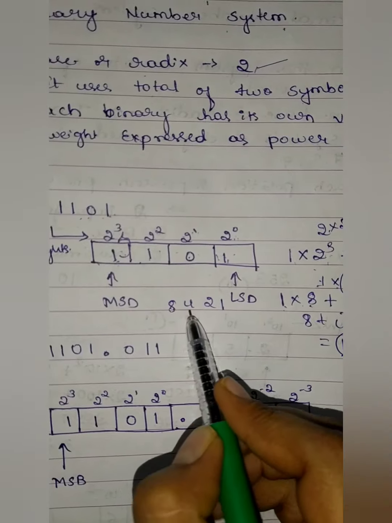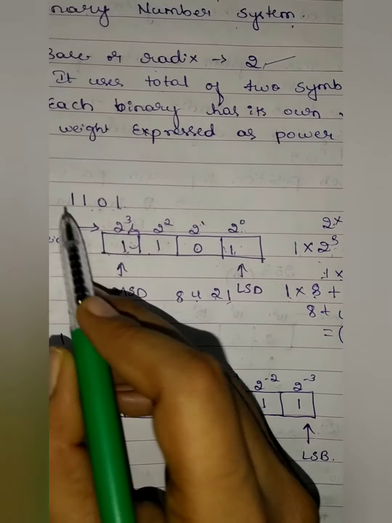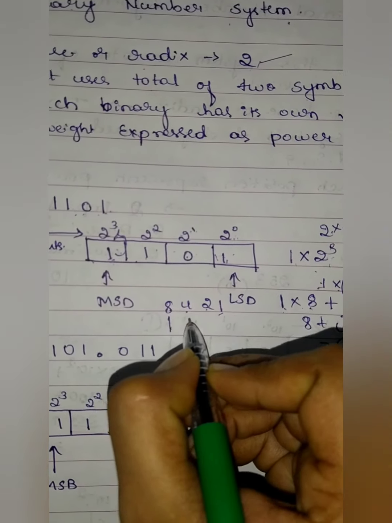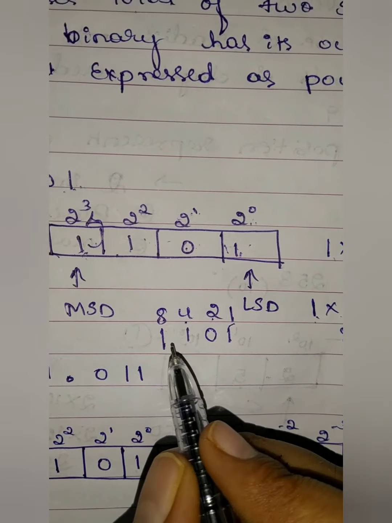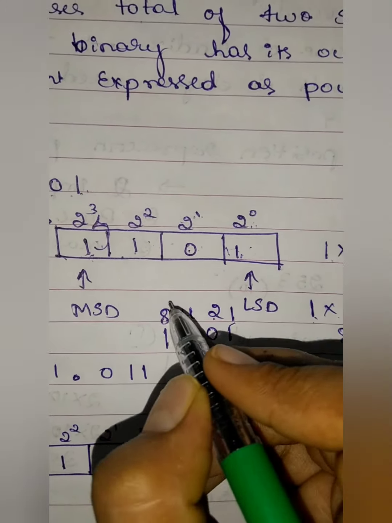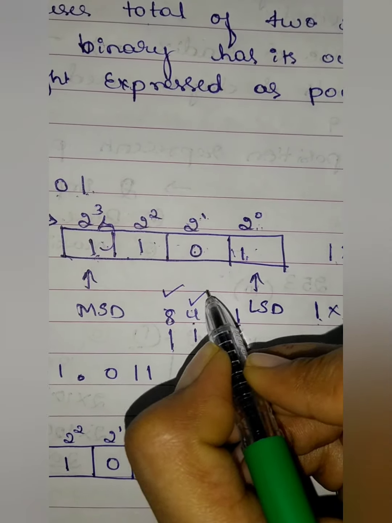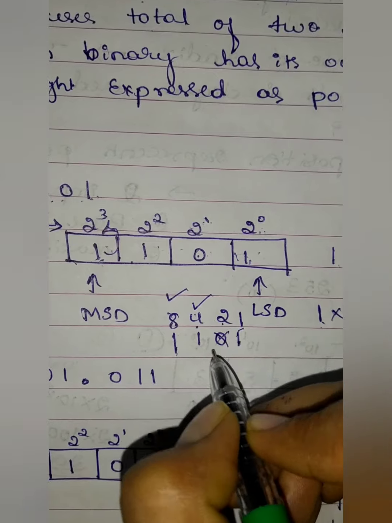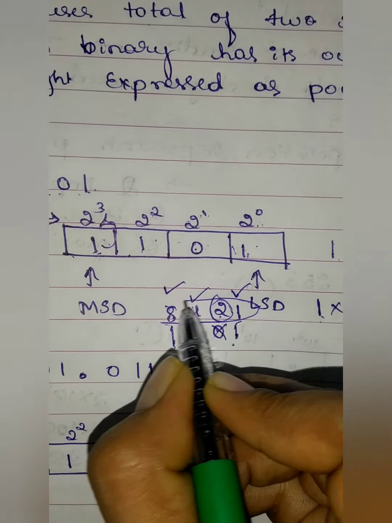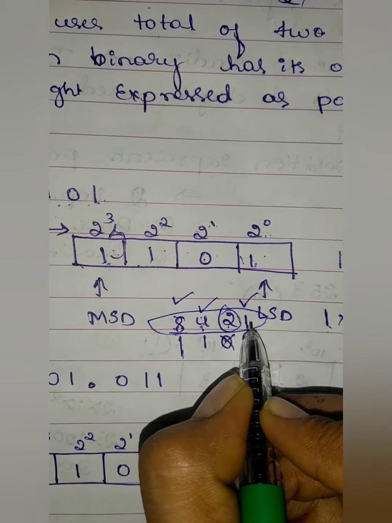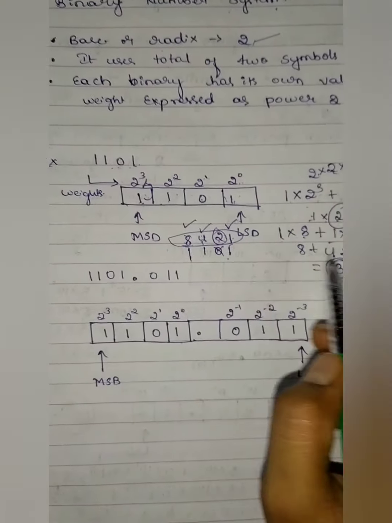But I will give you a simple trick, the 8421 format, that we need to follow. Write the weights 8, 4, 2, 1 and write the values 1 1 0 1 below them. Wherever the 1 is present, take that number. Here 1 is present, so consider 8. Here 1 is present, so consider 4. Here 0 is present, so don't consider this 2. Then here 1 is present, so consider this 1. Add all these values: 8 plus 4 is 12, 12 plus 1 is 13. So this is an easy trick, and this indicates 13.